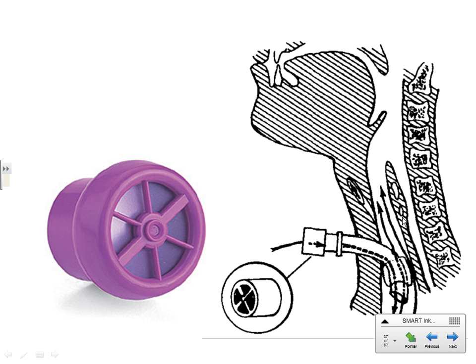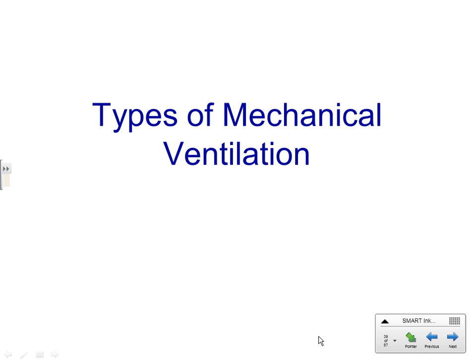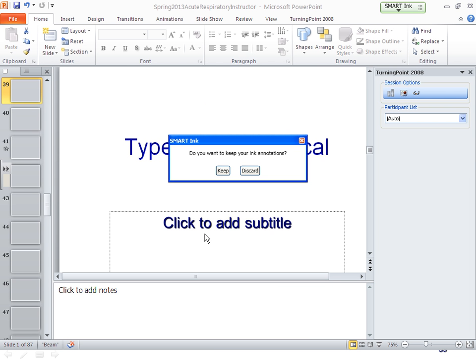Excuse me. Now, we're going to talk about the types of mechanical ventilation. This shows the suction catheter that she was showing, the closed suction. And we're going to talk about the types of mechanical ventilation.